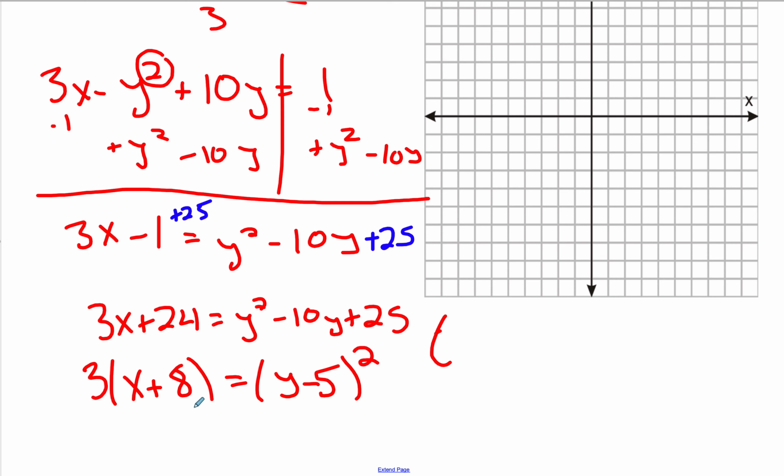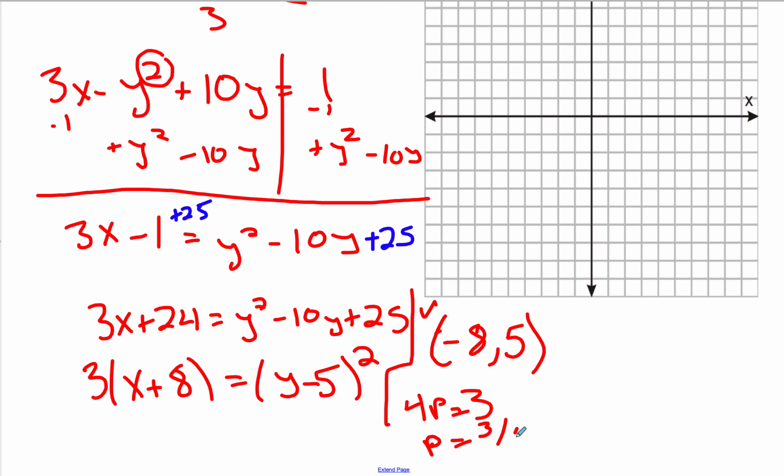So the vertex, here's the h, it's with x. Here's the k, it's with y. Beautiful. 4p equals 3. So p is going to equal 3/4. So again, we get not a whole number.